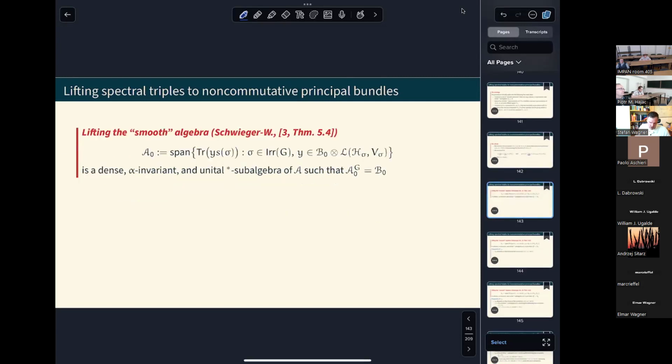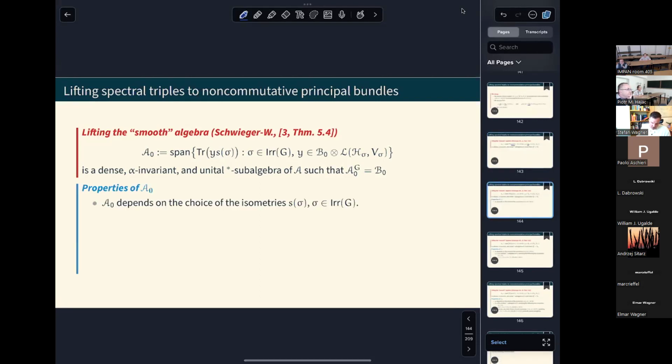How do you lift the smooth algebra? We saw just before how the isotypic components look in terms of these isometries. They were of this form, where Y was something in B. But now I don't care about B, I want something smooth. So I just look at the elements that lie in B0. And this gives me a dense alpha invariant unital star subalgebra, so that the invariants are exactly B0. So this is how I get my smooth star algebra.